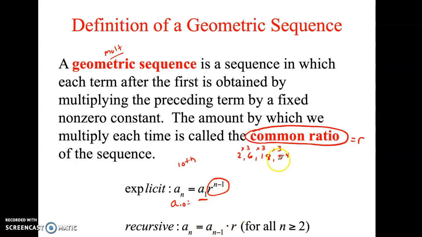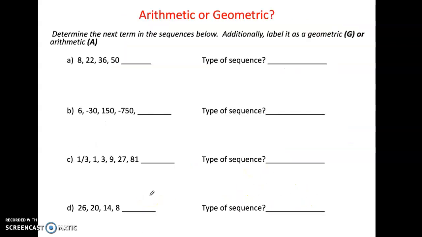Recursive is when you multiply the previous number by the common ratio to get the next one. So if you know the third one, you can get the fourth one by multiplying by 3. So it's a sub n, the term you're looking for, equals the term before it times r. Again, these restrictions I'm not going to worry about you writing out for me. We're just really going to worry about the two formulas.